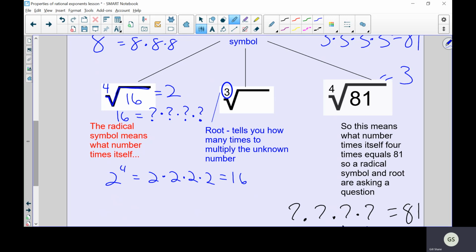The number under the radical is like the final answer we're trying to get to. But we're trying to figure out what number times itself. It's the opposite. Here we know the number and we're multiplying it times itself. Here we don't know the number. We're trying to figure out what it is. And we need to multiply it times itself 4 times to get to 81. So like I did with the 2's.